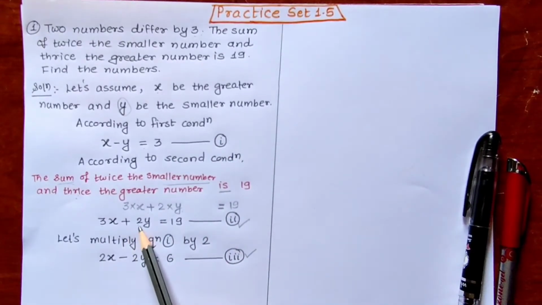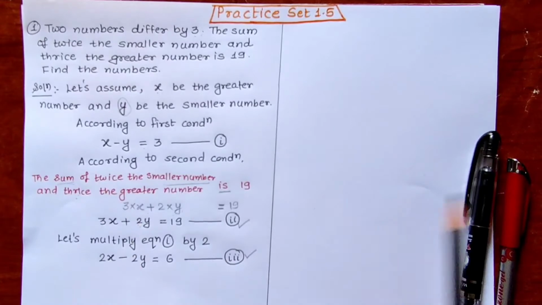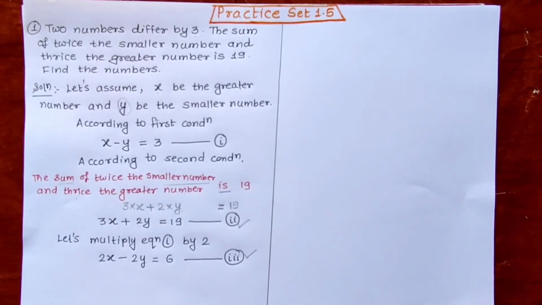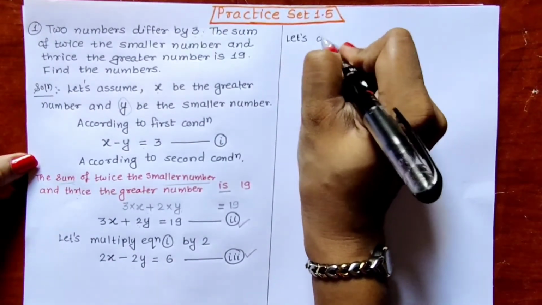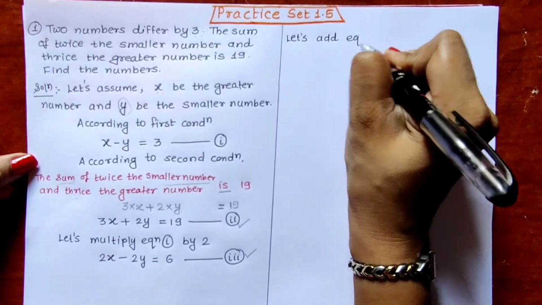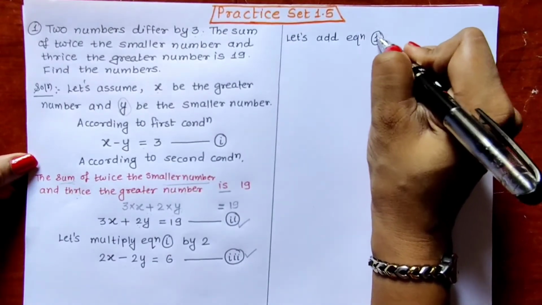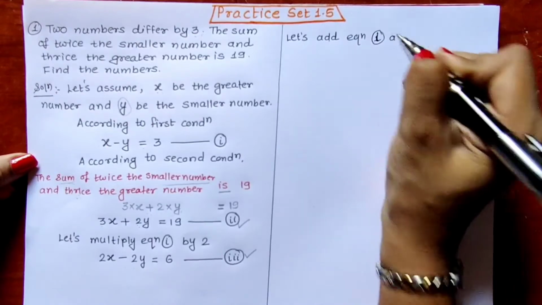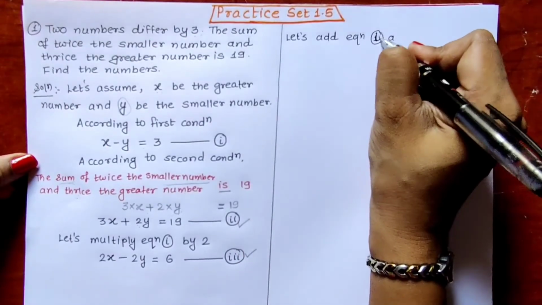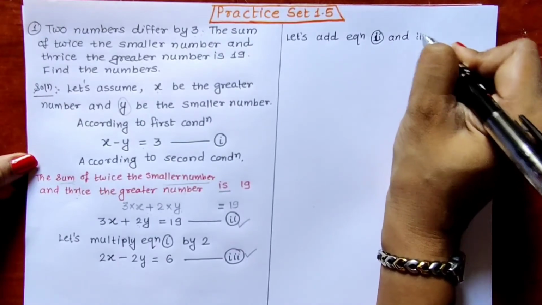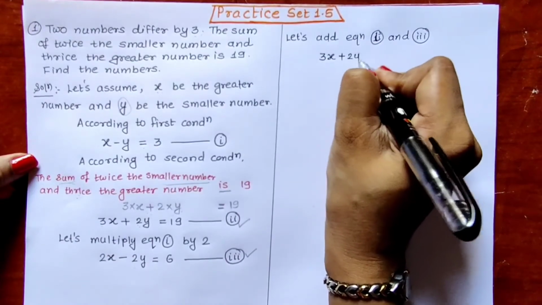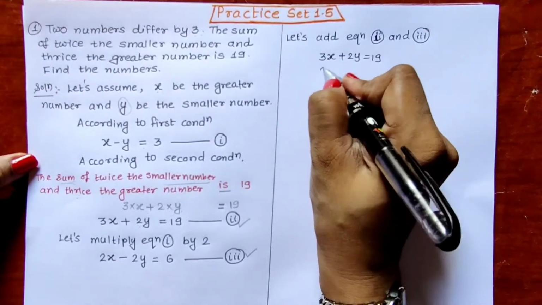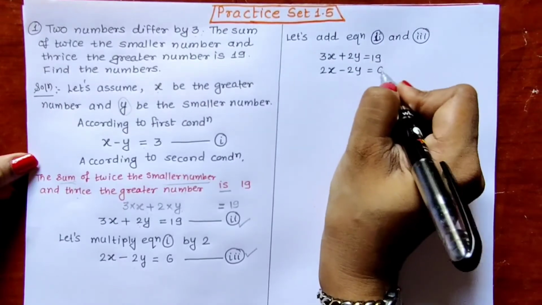We can see that coefficient of y terms are 2, 2 and they are having opposite sign. So similar terms with opposite sign, that means what? We will have to add the equation. So let us add, sorry, not 1. We have to consider 2 and 3. So equation 2 and 3. So write both the equations one below other. First equation is 3x plus 2y is equal to 19. Next equation is 2x minus 2y is equal to 6.